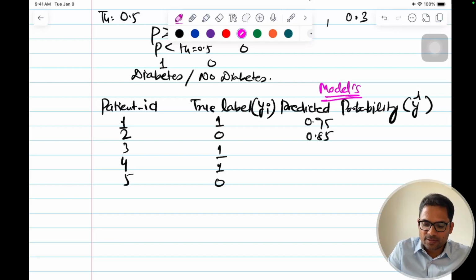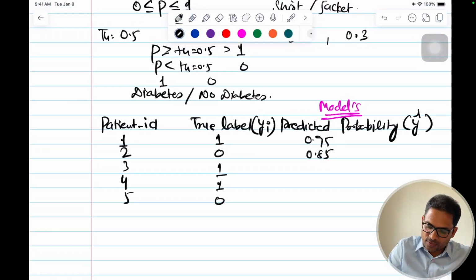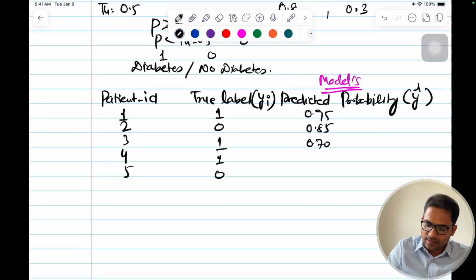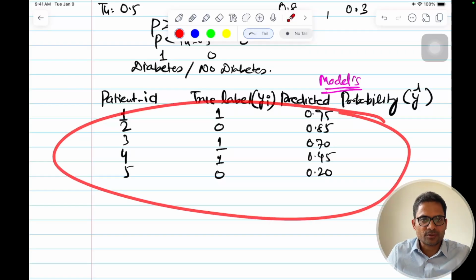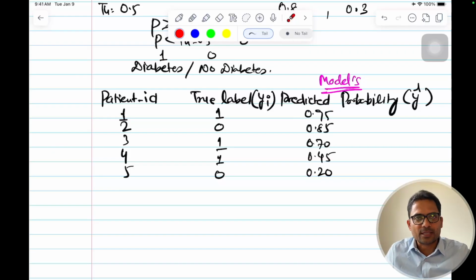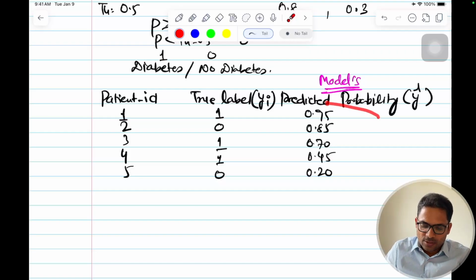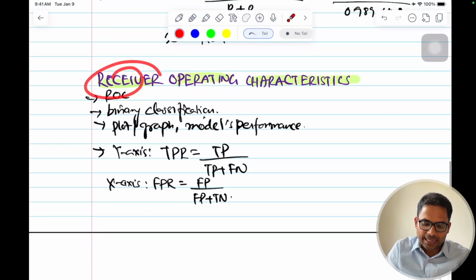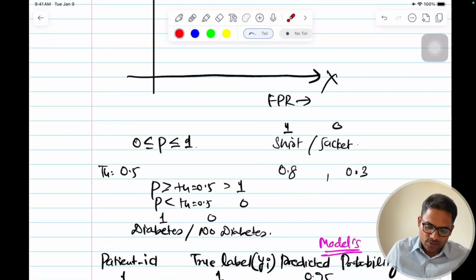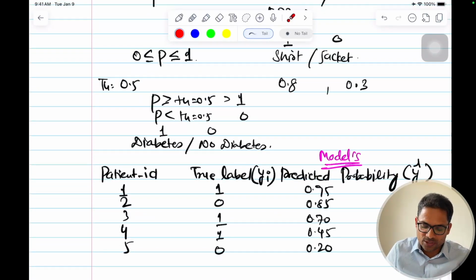Whatever algorithm we have given, this is the ground truth. So this is your 0.85 probability. Then we have, say for example, 0.70 probability, then 0.45 probability, and then 0.20 probability. Something like this. This is the true label, whether the patient actually has diabetes or not. Now what do we do with this data for the receiver operating characteristic? How do we plot it? We have to calculate the true positive rate and false positive rate.